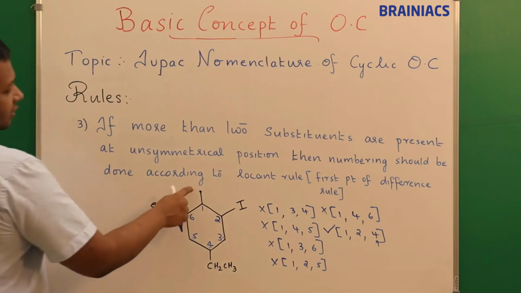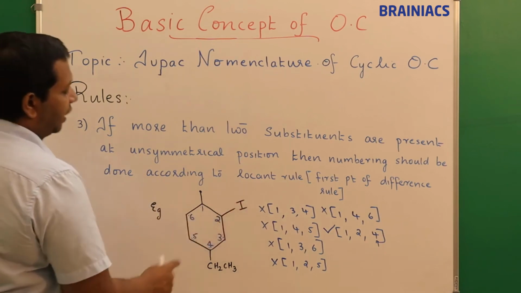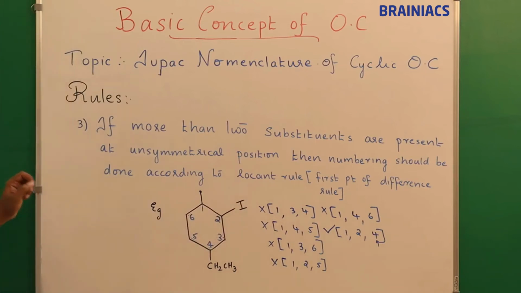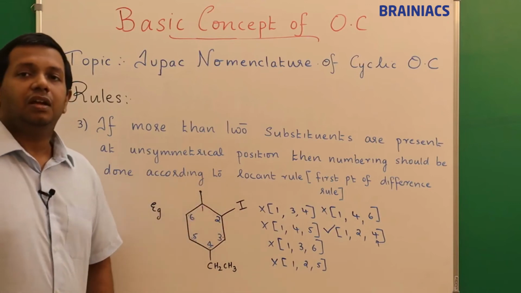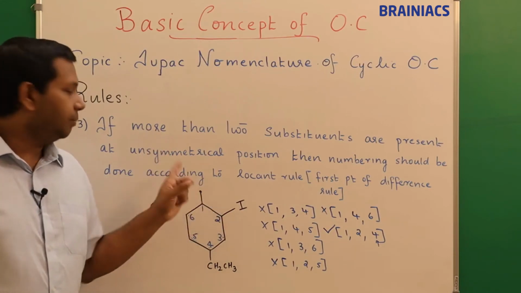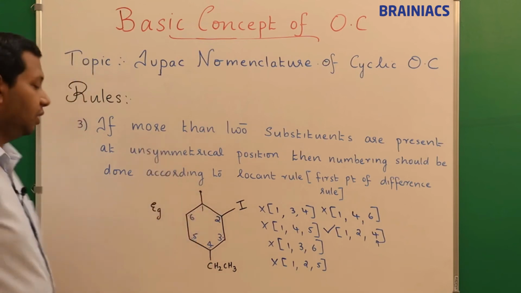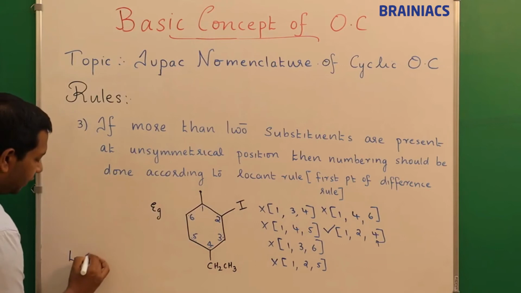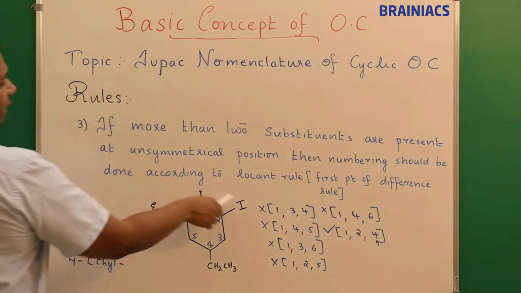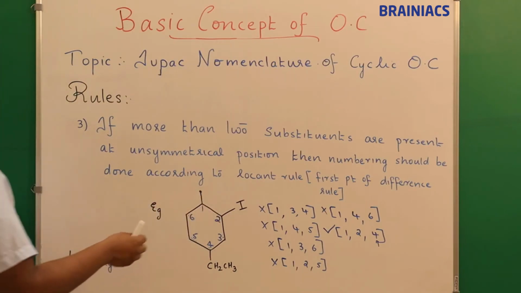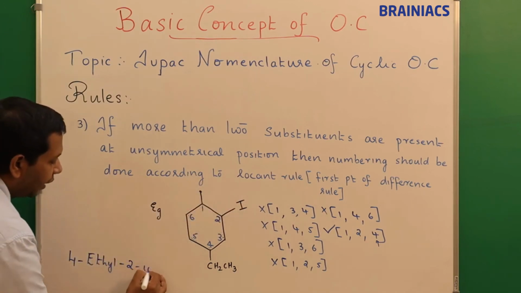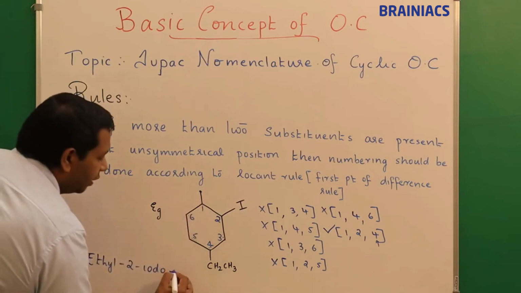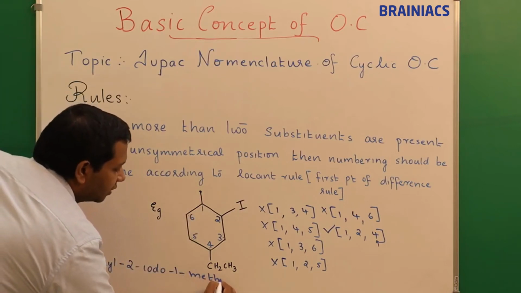So I know that there is at first position methyl, second position iodo, fourth position ethyl. So we should start with what actually? Alphabetical order. When multiple substituents are there, which one comes first? Iodine I, methyl M, ethyl E. So E comes first. So let me write 4-ethyl, correct? Hyphen, then M and I, which will come first? You can say alphabets A, B, C, D, E, F, G, H, I, J, K. So I will come. So 2-iodo, then 1-methyl, correct?